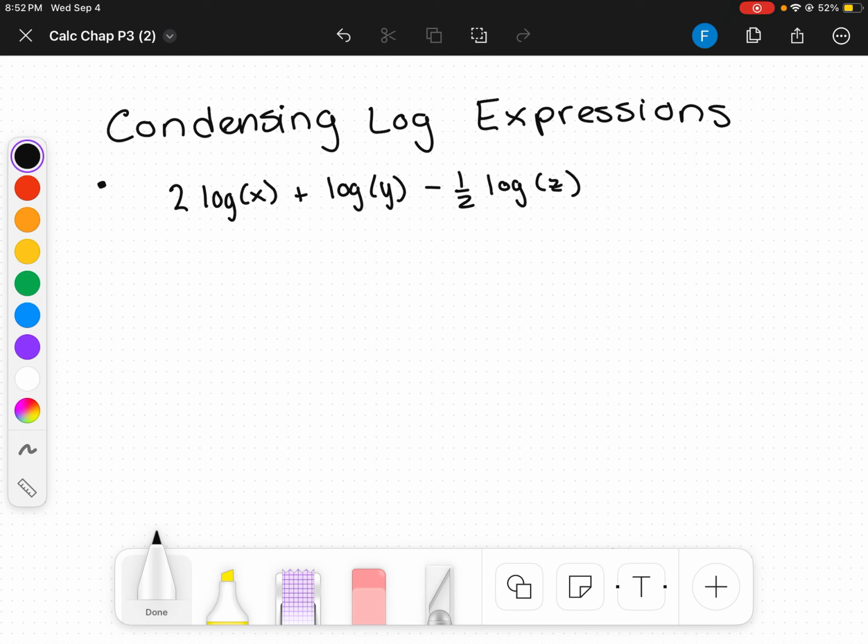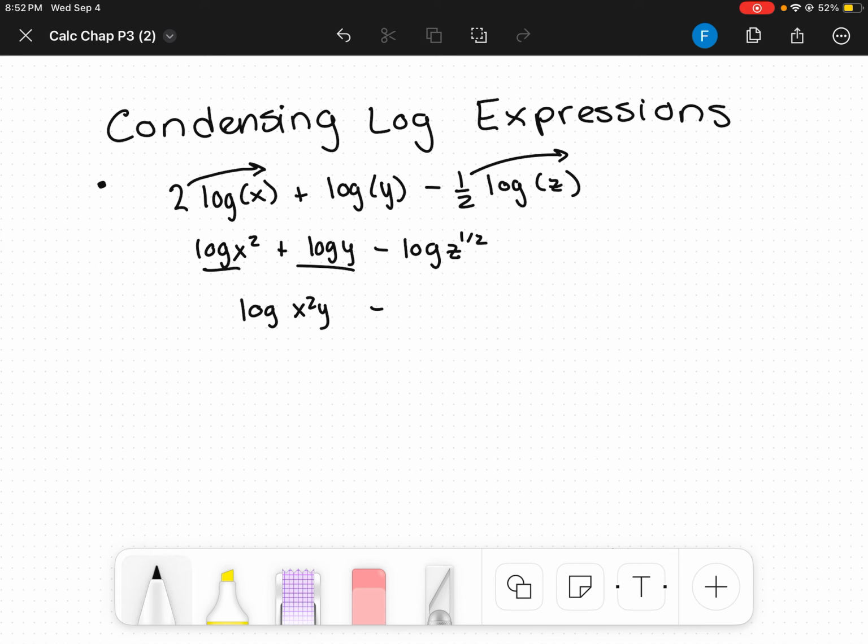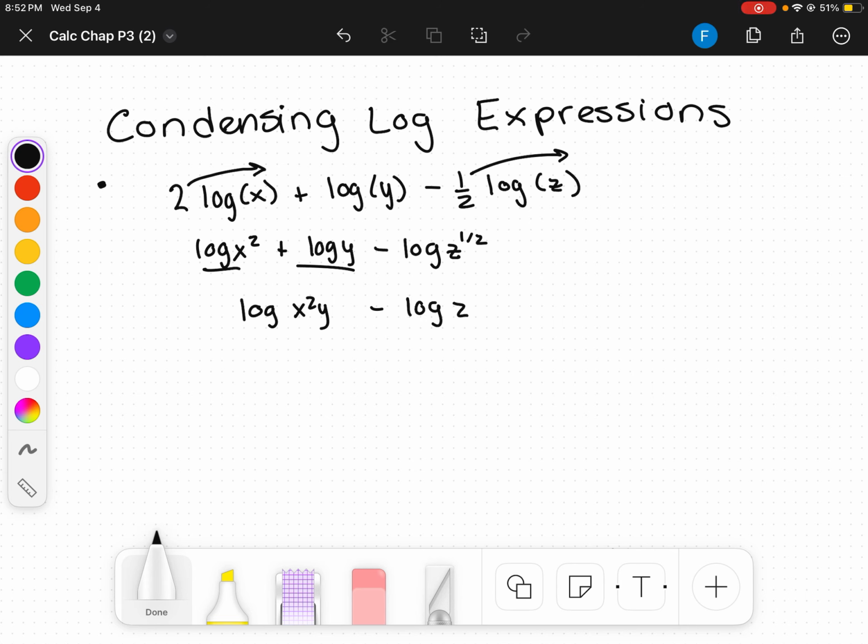So the first thing I'm going to do here is say, hey, I see these numbers out in front. I want to use that kind of exponent log rule and put them as exponents. So I'm going to do that for this 1/2, and I'm going to do that for this 2. So then I'd have log x squared plus log y minus log z to the 1/2. If I see 2 separate logs being added, well, I could rewrite that as log of x squared times y.